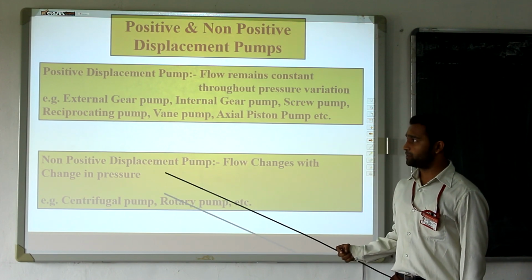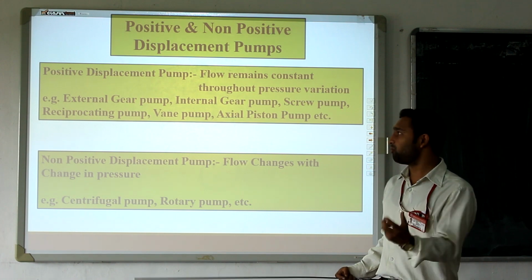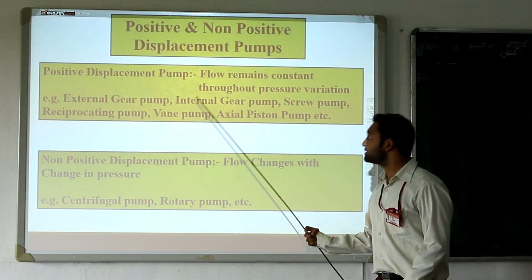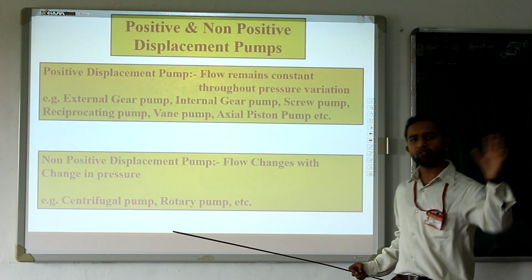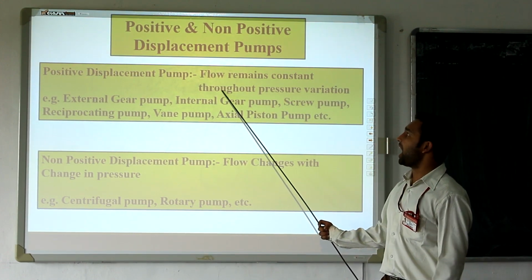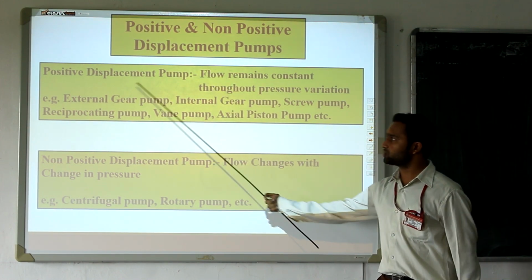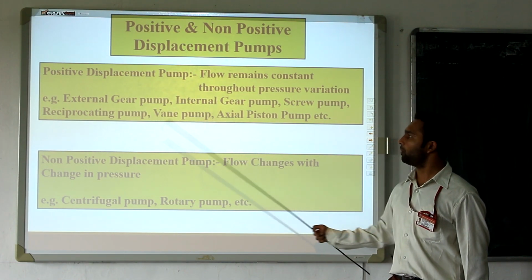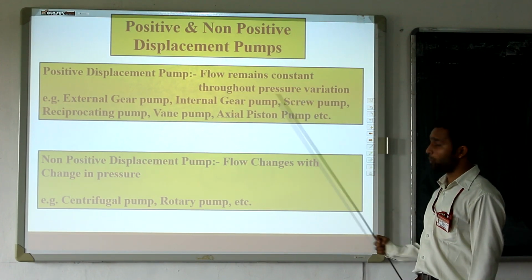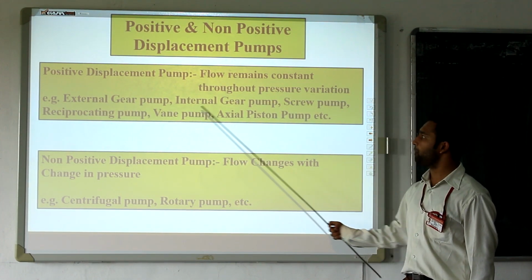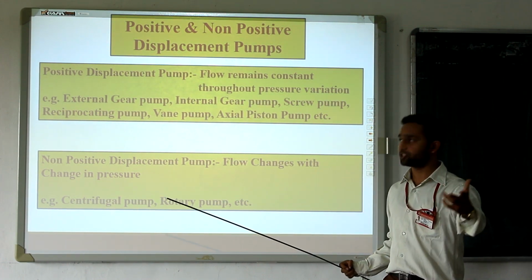Positive and non-positive displacement pumps. Before going towards the pumps, what is positive displacement? Why is it called positive displacement? Because flow remains constant throughout the variation in the pressure. Whatever the change on the inlet side, the outlet remains constant as the flow remains constant, and that's why it is called a positive displacement pump. External gear pump, internal gear pump, screw pump, reciprocating pump, vane pump, and axial piston pumps are all included under the category of positive displacement pumps.